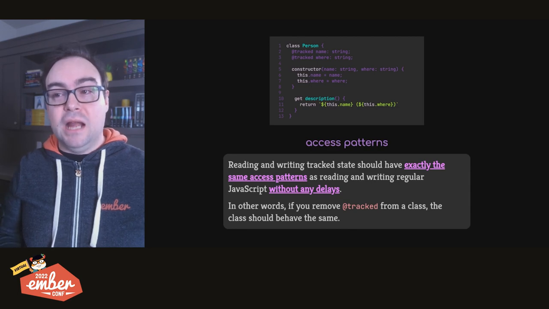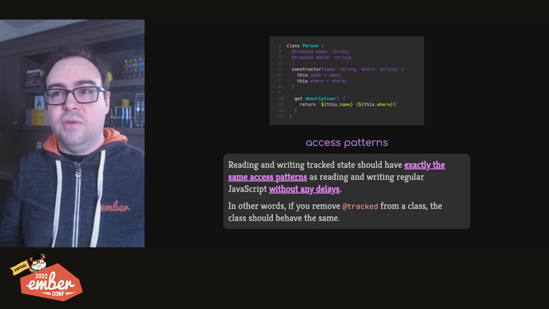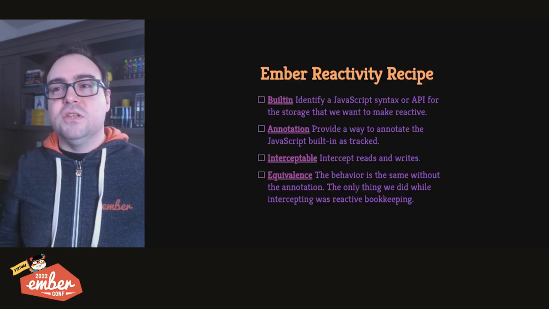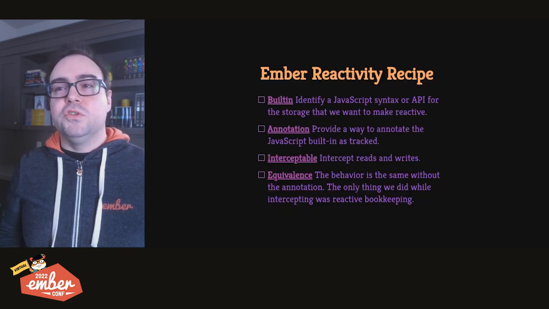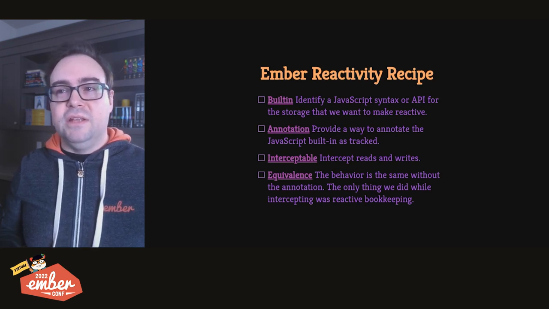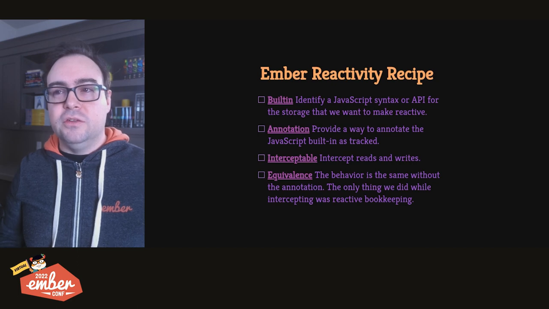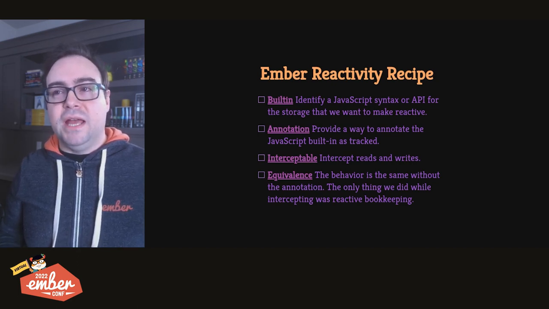This might all sound very boring and obvious, but believe it or not, Ember is the only framework that uses normal JavaScript access patterns to read or write data and allows you to use those access patterns in any file. This gives us a general recipe for creating more reactive data structures in Ember. We build Ember's reactive data structures on top of JavaScript syntax or APIs. We provide a way to annotate the JavaScript feature so we can intercept reads and writes to the data structure and keep track of them. And we confirm that the reactive data structure behaves the same with and without the annotation.